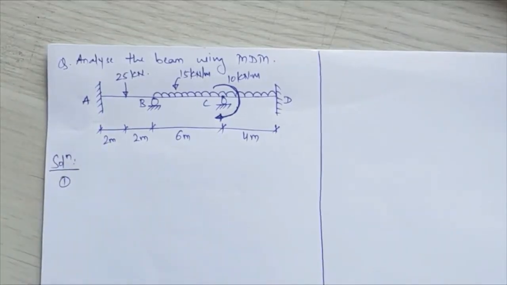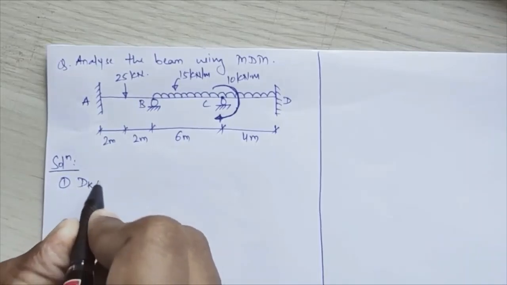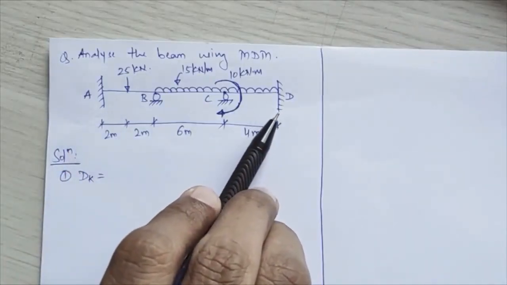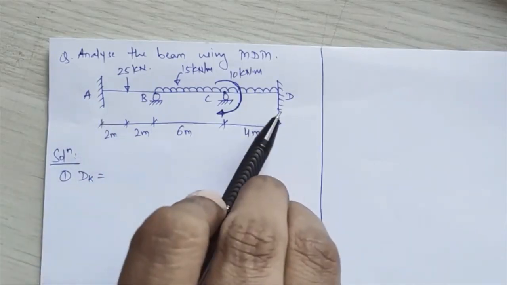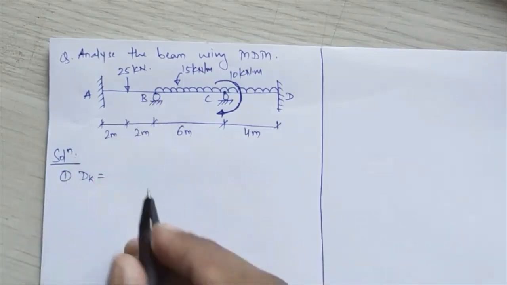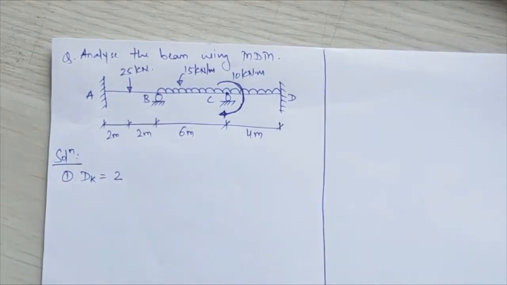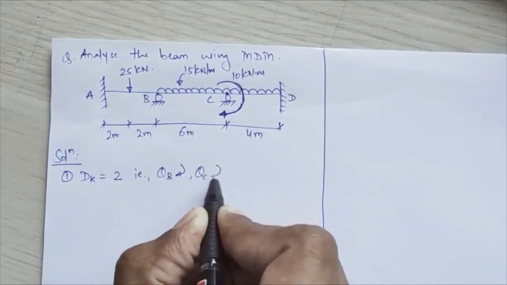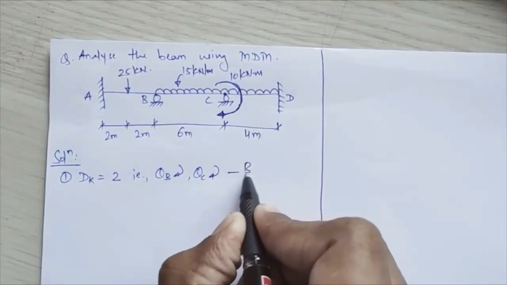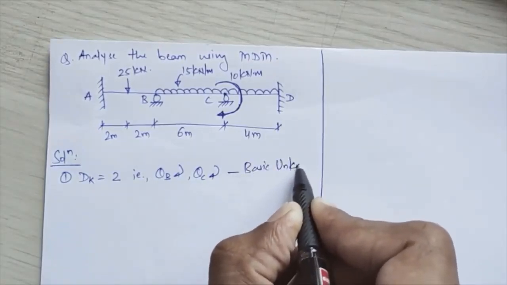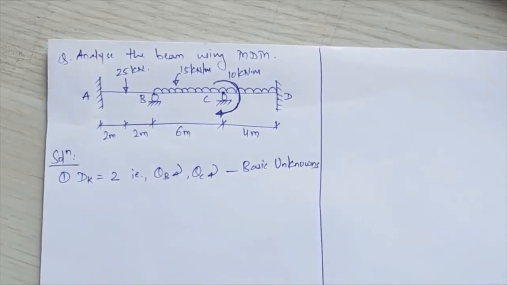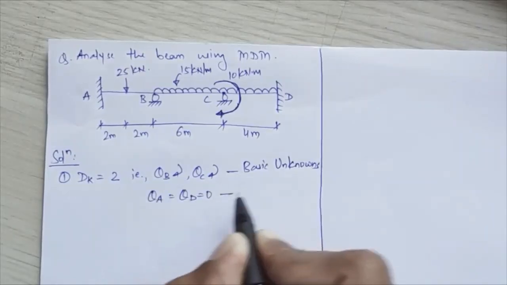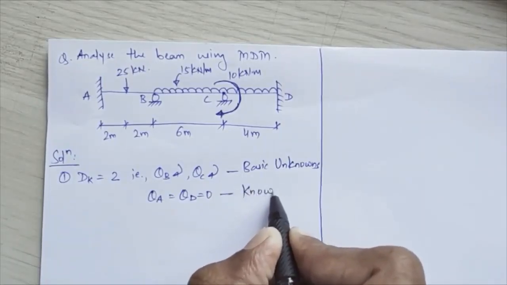In the solution, your first step is to calculate the value of DK. So DK at joints A and D, those are fixed ones, so it will become 0. That is, your basic known values, theta A and theta D, will remain 0, while your unknown values will remain at theta B and theta C. So total DK value will be equal to 2. Those are your theta B, which I am assuming initially as clockwise rotation, and theta C. So these will be your basic unknowns. And theta A and theta D, due to the fixed supports, will be your basic known values.